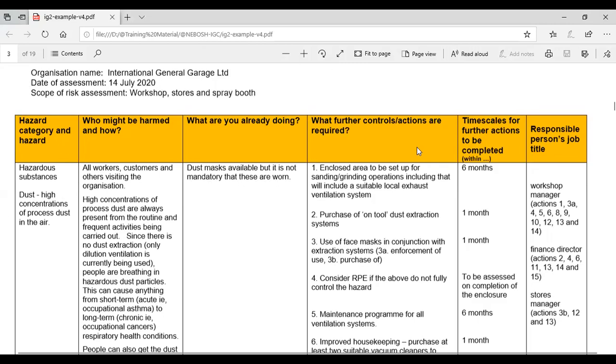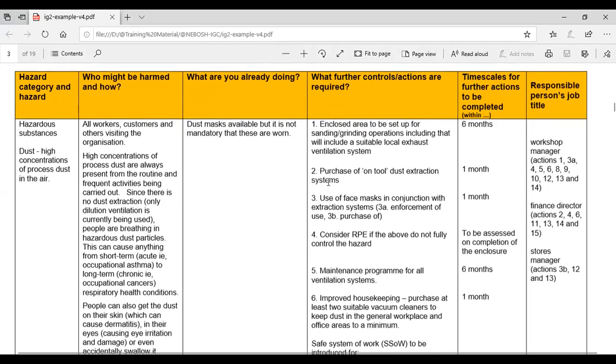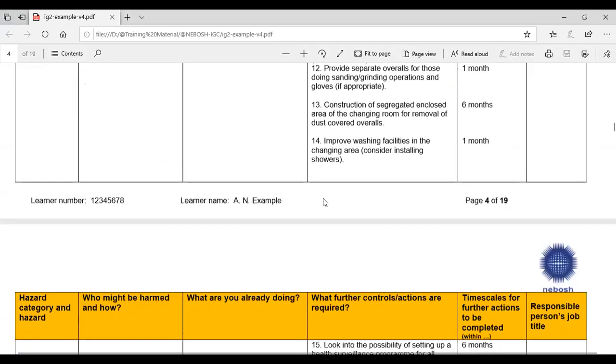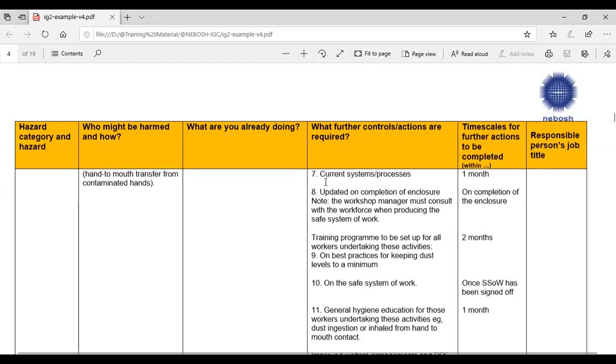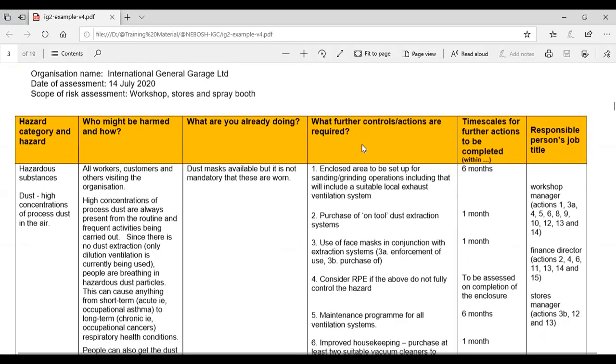So what further control actions are required? Bear in mind, you start with the numbers like 1, 2, 3, 4, 5, 6, 7, 8, 9, 10, 11, 12. Because you are not happy with the existing control, you are the one going to suggest further control actions which are required, like an enclosed area to be set up for sanding and grinding operations, which will include a suitable local exhaust ventilation system, purchase of an on-tool dust extraction system, and use of face masks.